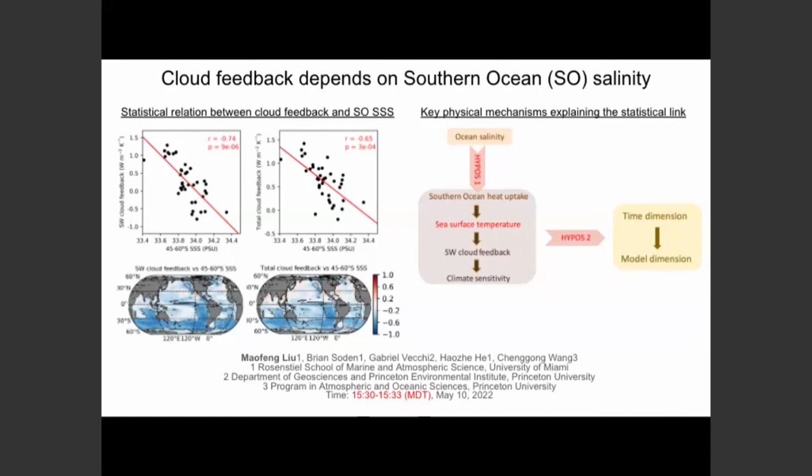And this ocean heat uptake difference will then drive a difference in the sea surface temperature pattern. And this sea surface temperature pattern difference is not only seen in the local Southern Ocean, but is also advected northward to the tropics and the subtropics. And then the spatial pattern effect will have an impact on the shortwave cloud feedback and then climate sensitivity. So what we used to understand the temporal evolution of the cloud feedback or climate sensitivity can also be used to understand the model spread in cloud feedback and climate sensitivity.